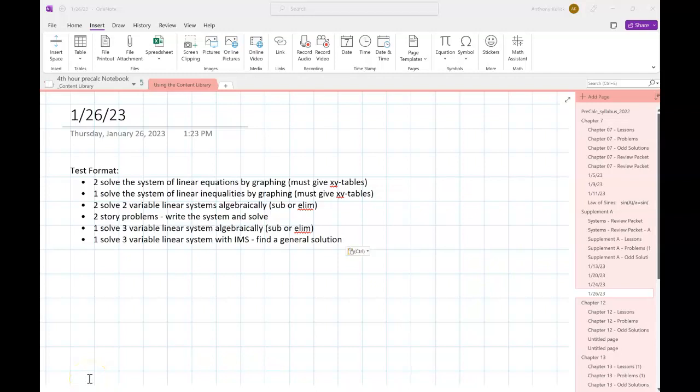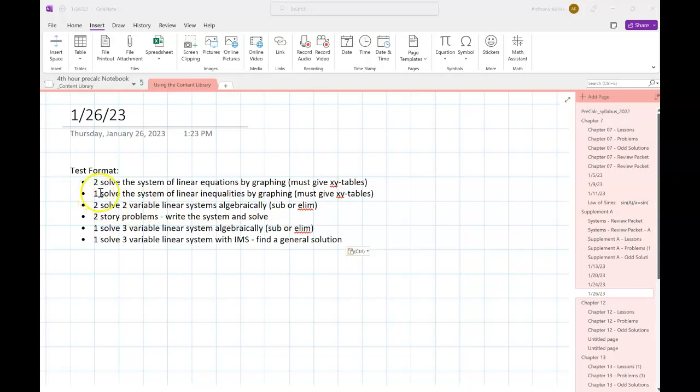So I'm just gonna start by talking a little bit about the next test and the format. The next class is this chapter A test day. On the test, you have two solving problems for systems of linear equations, and I'm gonna ask you to do those graphically. I'm gonna ask that you give me an XY table to support the two lines that you draw.